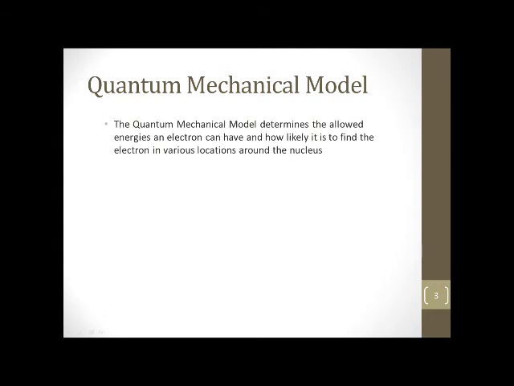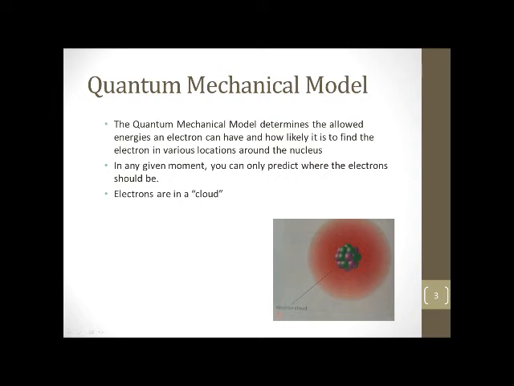The quantum mechanical model determines the allowed energies an electron can have and how likely it is to find the electron in various locations around the nucleus. Holy cow, what does that all mean? Well, in a nutshell, in any given moment, you can only predict where electrons should be, as opposed to having very specific orbitals. Electrons are in a cloud.